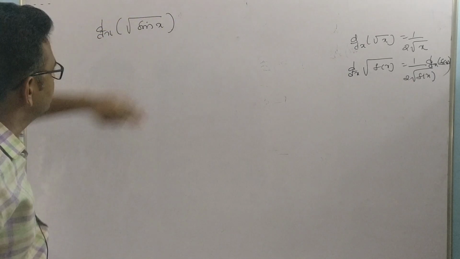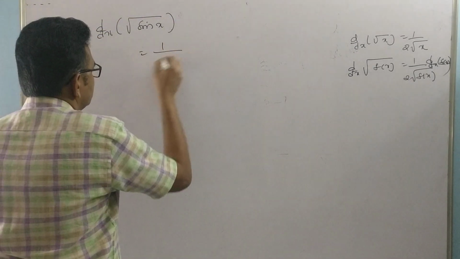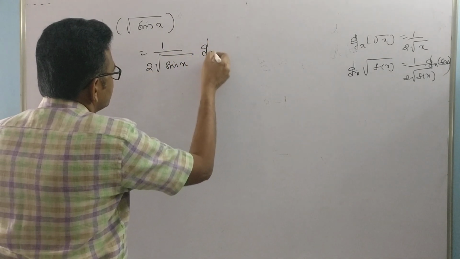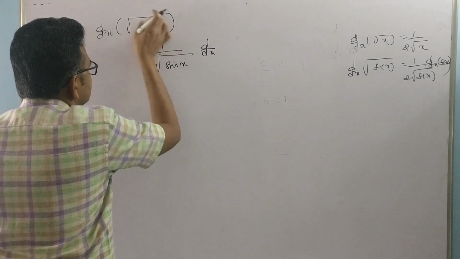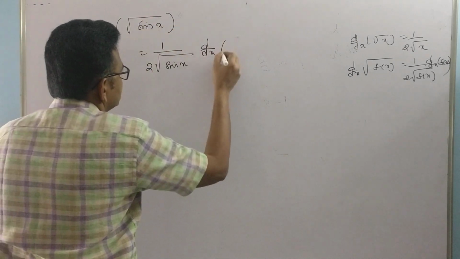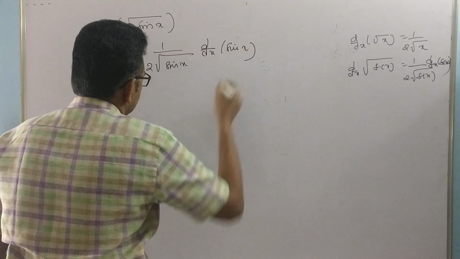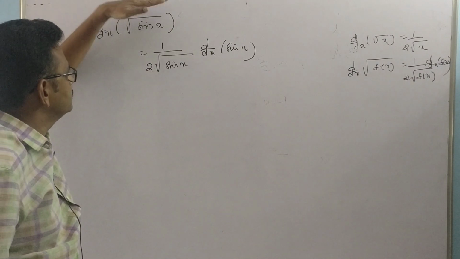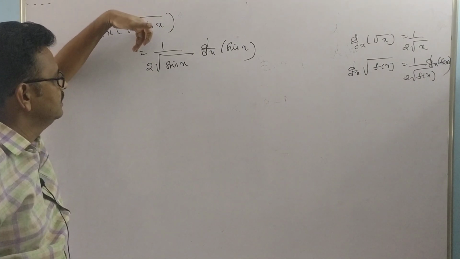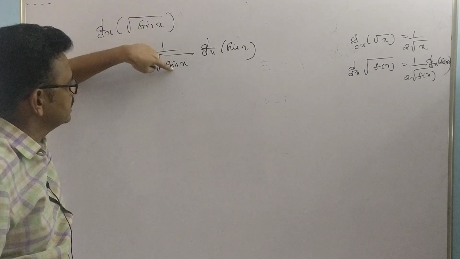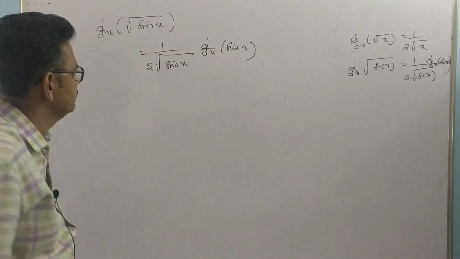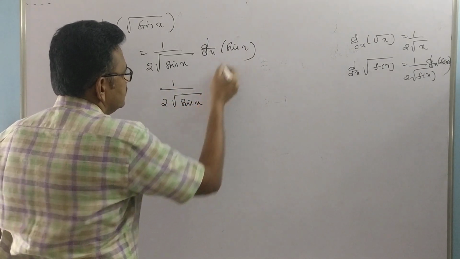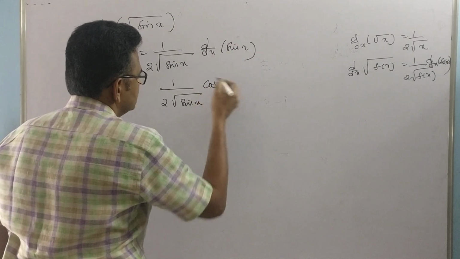So this is of the form derivative of root x. What is it? 1 by 2 root sin x into derivative of sin x, where we treat sin x as x. In this, two functions are there. First one is root x form, second one is sin x. So derivative of root x is 1 by 2 root x into derivative of sin x, that is 1 by 2 root sin x. Derivative of sin x is cos x. So this is the answer.